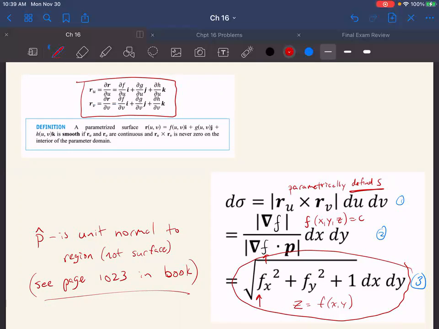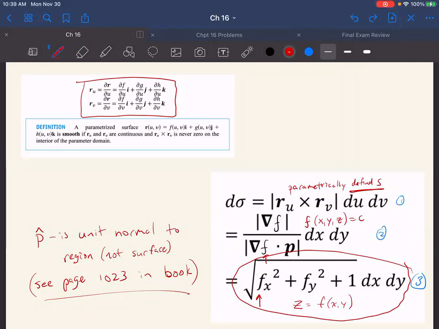If you have a surface that's a function of x, y, and z, and it equals some constant, you're going to do this second one here. And then finally, if you have some sort of surface that's defined as z equals a function of x and y, you're going to do this third one down there, and that'll give you what d sigma is.